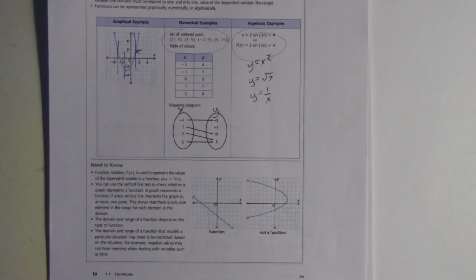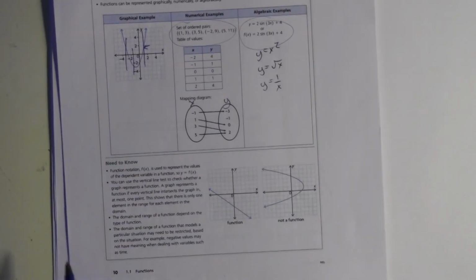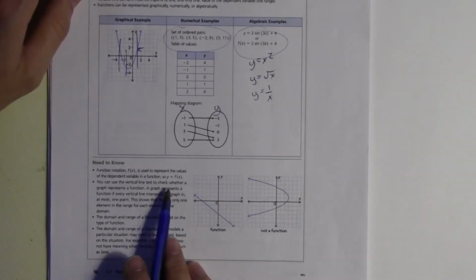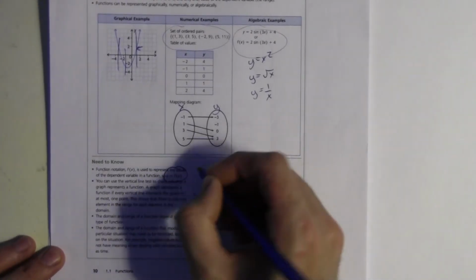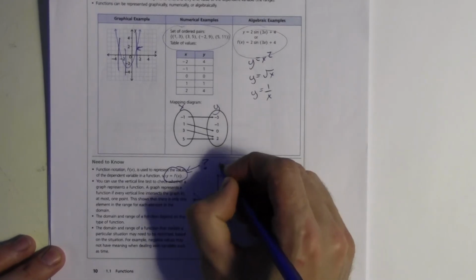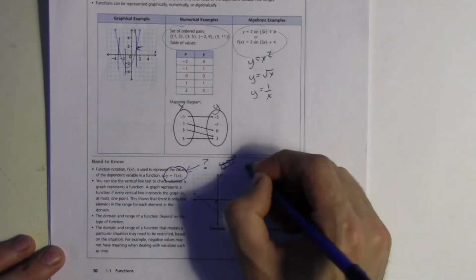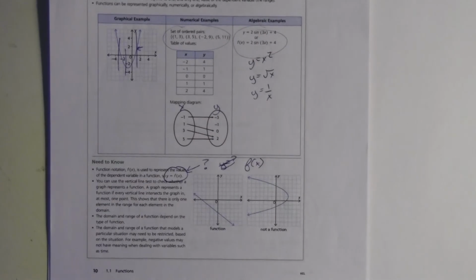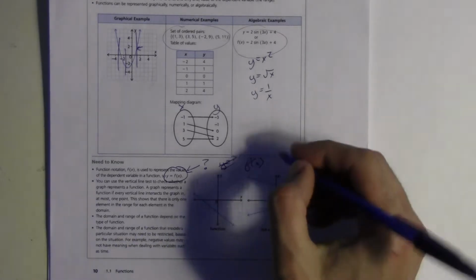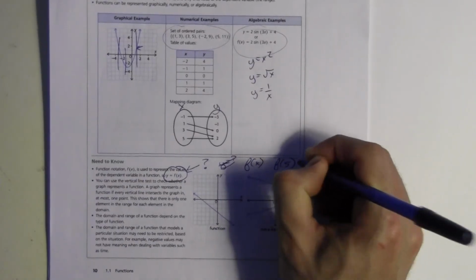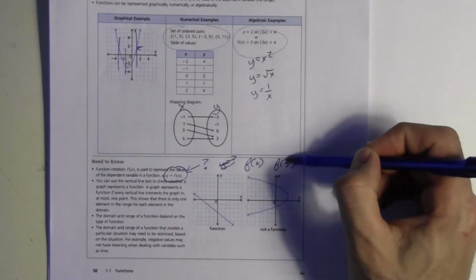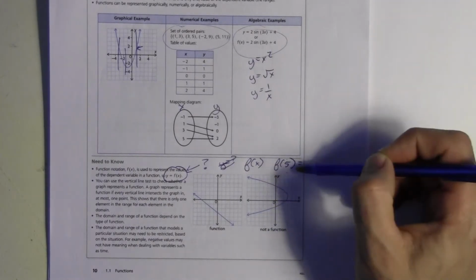All right, function notation. f of x is used to represent values of the dependent variable in a function. So y equals f of x. Why do we do this? Why not just call it y? Why do we change it to f of x? To confuse everybody? Yeah, Lyndon. Yes, very good, because it gives us an idea of both values, the y value and the x value. So for instance, you can write f of 5. It's giving you the y value when the x value is 5. Okay, that's one good way.